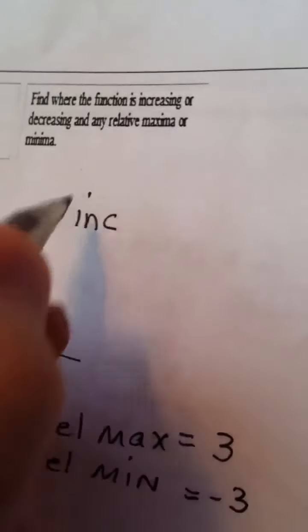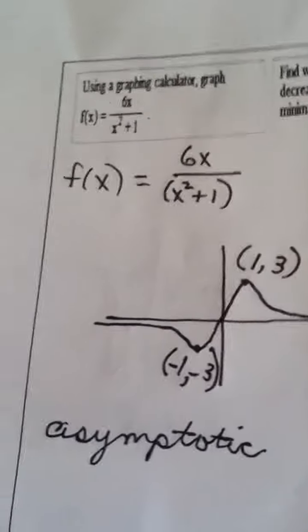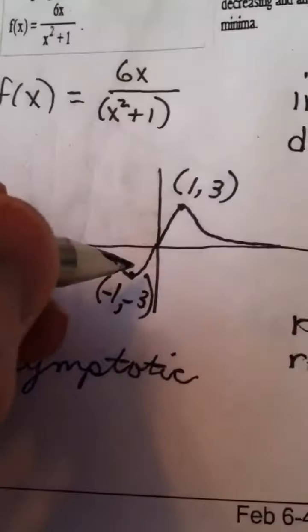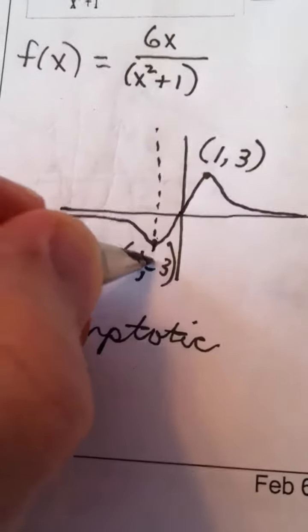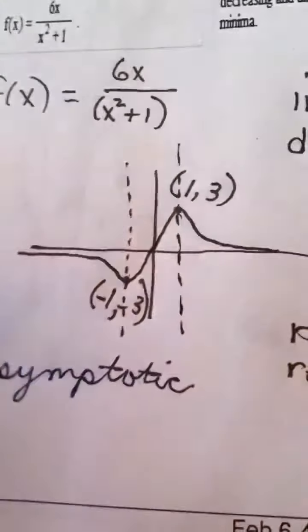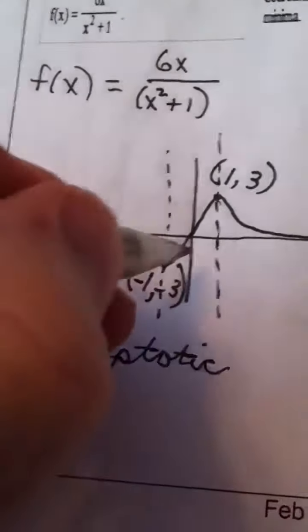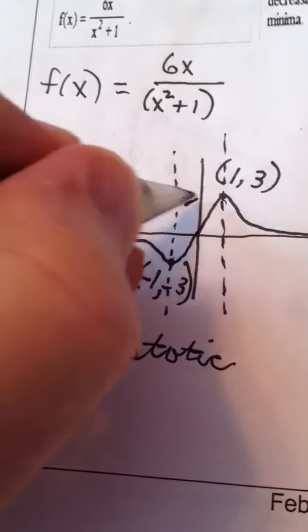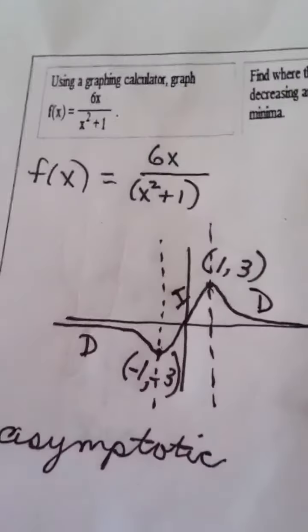Okay, the last things I need to know: where this graph is increasing and where it's decreasing. And remember, the way I do increasing and decreasing is I draw in these little dotted vertical lines where the graph is changing direction. Okay? This part of the graph is dropping. This portion of the graph is rising, it's increasing, and this part of the graph is dropping.